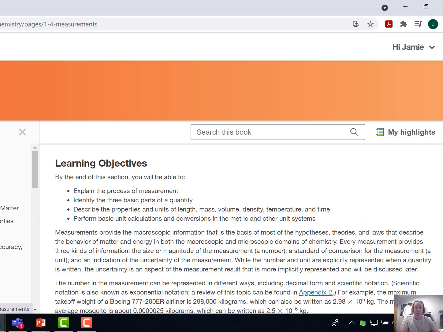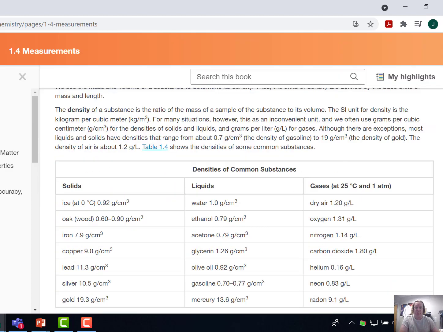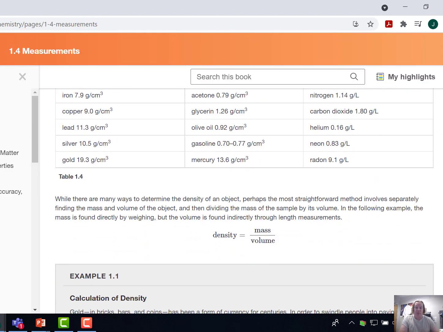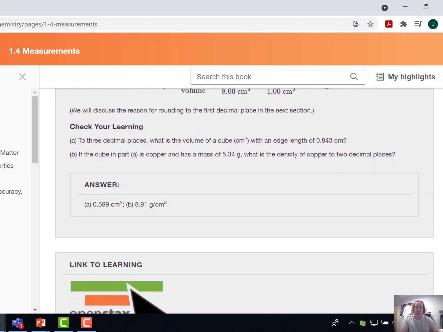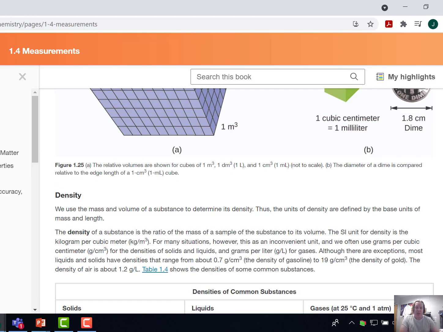So section 1.4, we did have a video for this one. However, a lot of this, in terms of the latter half of it, when we got into density, for example, we did a lot of that in the lab, right? So we didn't go through a calculation example. We do that in lab.